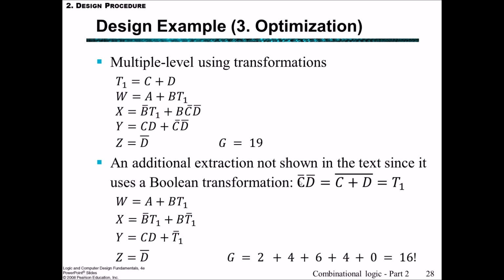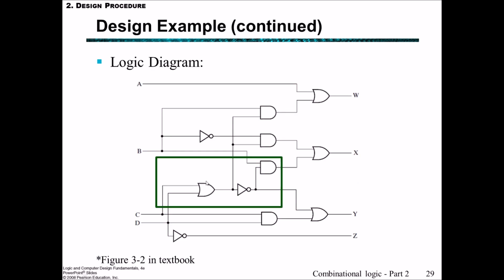And we can also realize that not T1 is equal to not (C or D), which is equal to not C and not D. And then we can use that additional factor to get rid of the not C, not D here, and the not C, not D here, and replace it with the complement of T1 in this way. And then we've reduced it even further from 19 all the way down to 16. And that's what this circuit looks like.